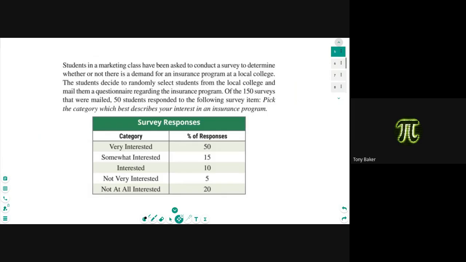So are the responses on all 150 surveys? No, it's only on the 50 that came back, right?